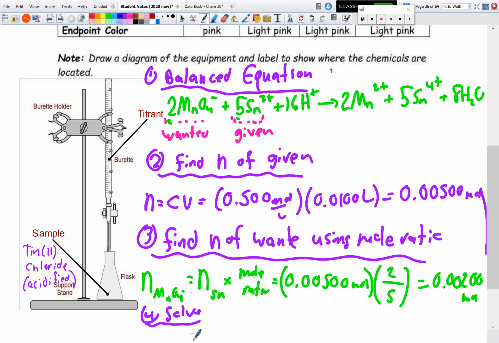Now finally, our last step, step 4, is solve. Now this one's asking for volume, or sorry, it's concentration. So concentration is equal to number of moles divided by our volume. Now of course, our number of moles we already have. Sorry, I should be keeping the color the same here. We have 0.00200 moles divided by, now the volume.